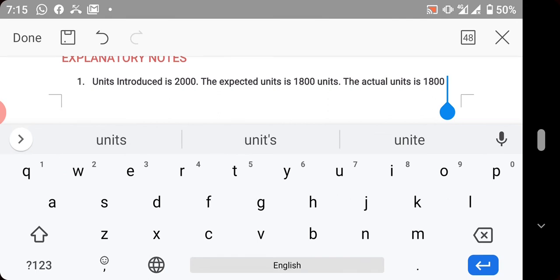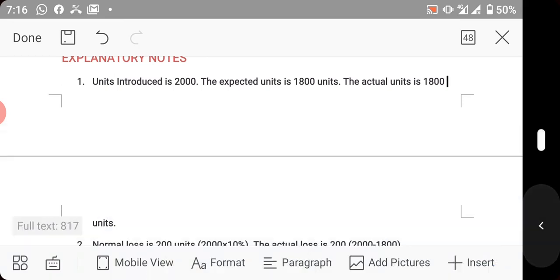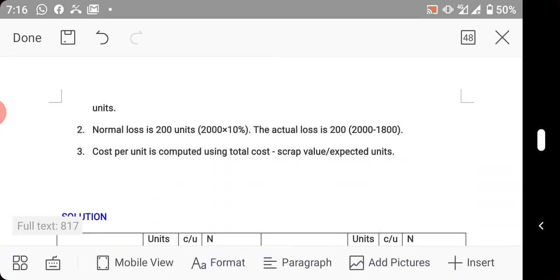Units introduced is 2,000, which is the input quantity. The expected unit is 1,800 units. The actual unit is 1,800 units. We'll continue. 2. Normal loss is 200 units, which is 2,000 times 10%. We now have 200 units. The actual loss is 200, which is 2,000 minus 1,800.